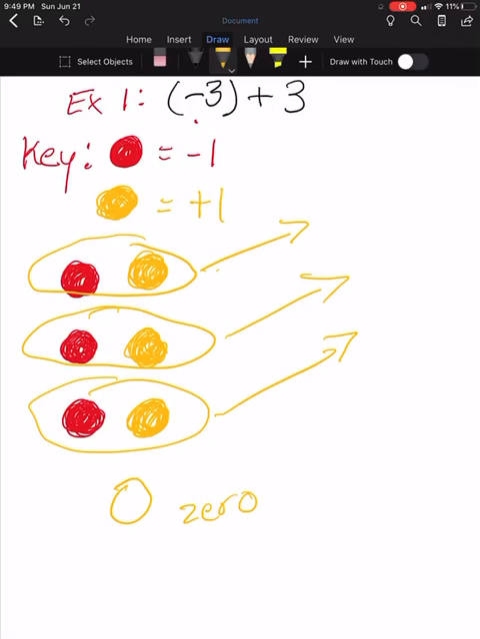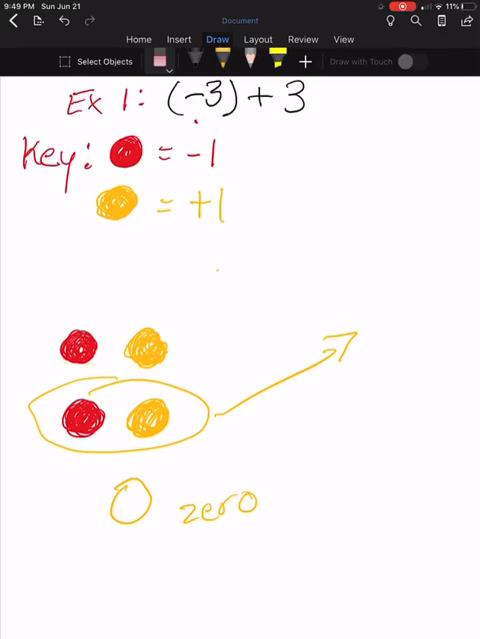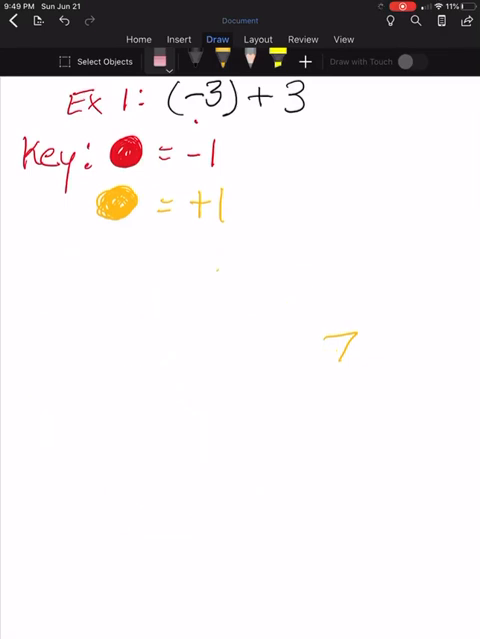All right. So let's do one more. Same thing. So let's do 5 plus negative 3.